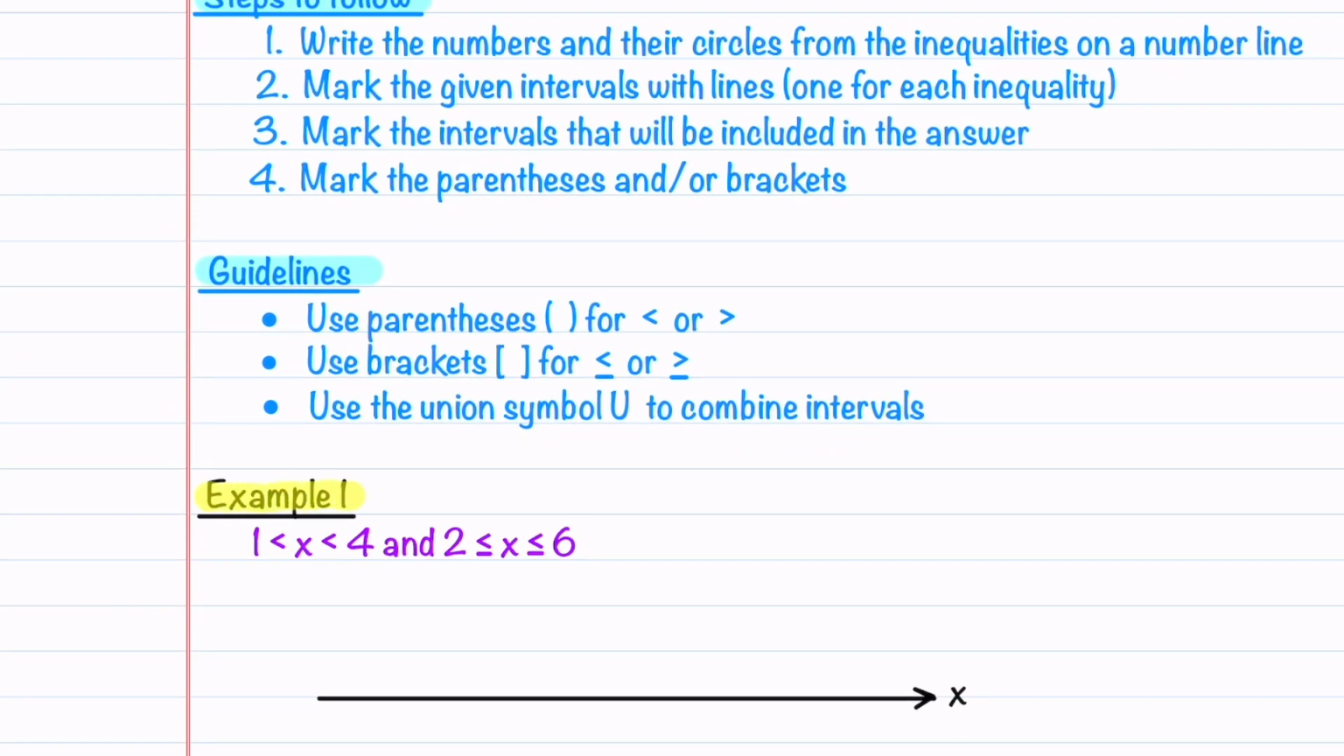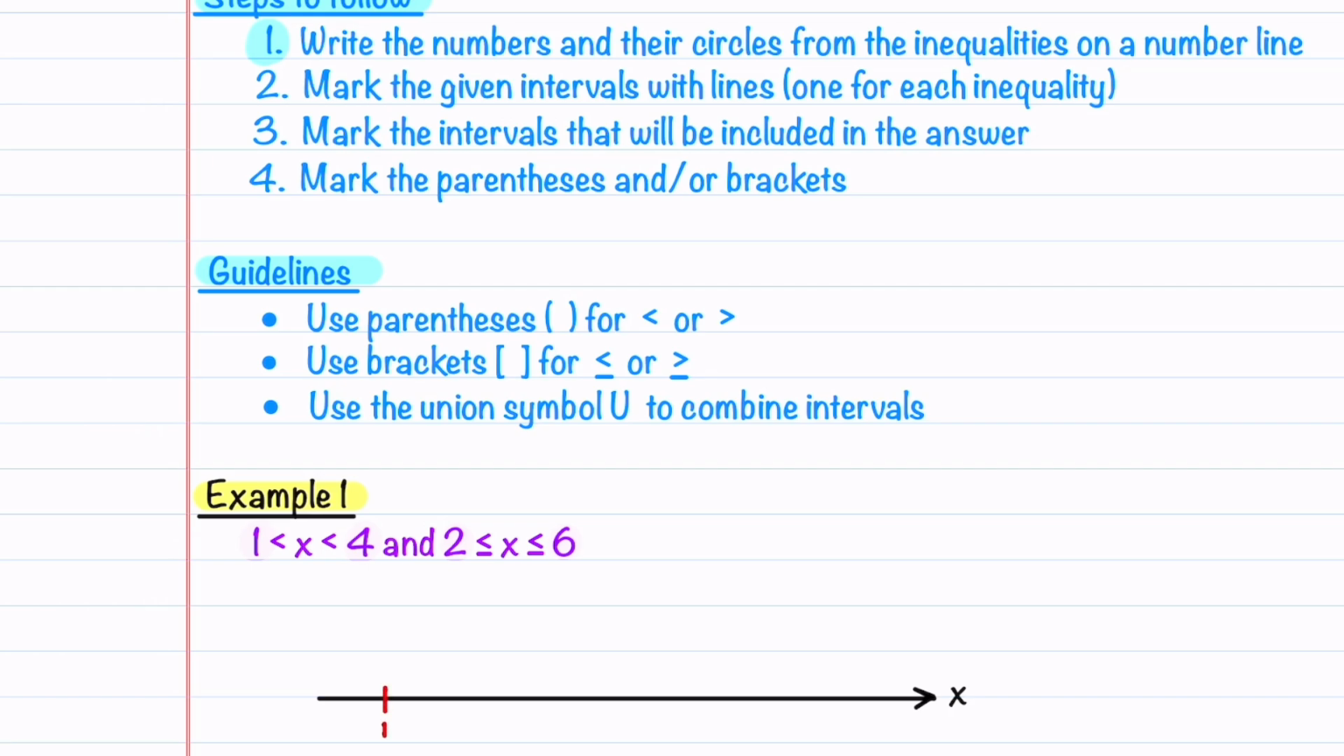In our first example, we want to write the inequalities or restrictions x is greater than 1 and less than 4, and x is greater than or equal to 2 and less than or equal to 6. The first step listed above is to write the numbers and their circles from the inequalities on a number line. Our numbers are 1, 4, 2, and 6. Let's put these on our number line.